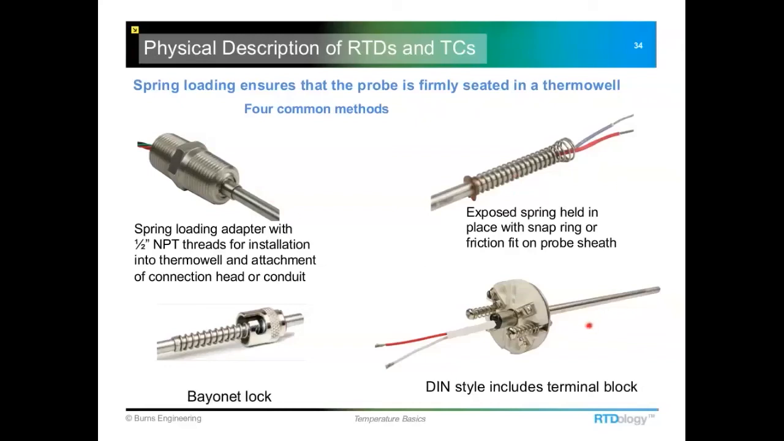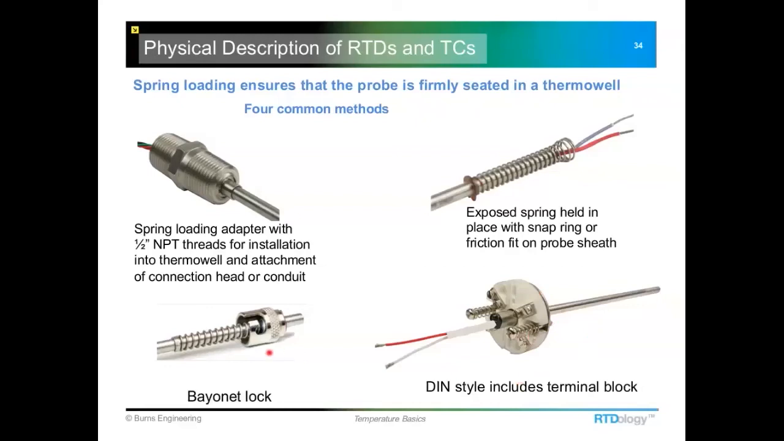A European style will have the terminal block attached directly to the probe, and the spring loading is handled by these little spring-loaded screws, so they would be mounted into a connection head and provide the spring loading and keep the probe firmly bottomed out in the thermal well.